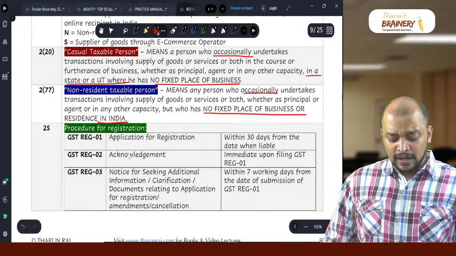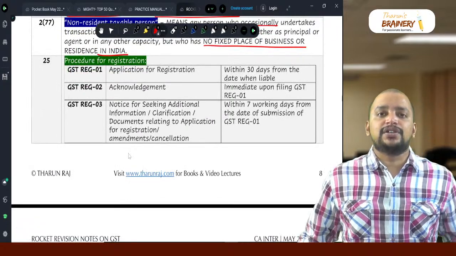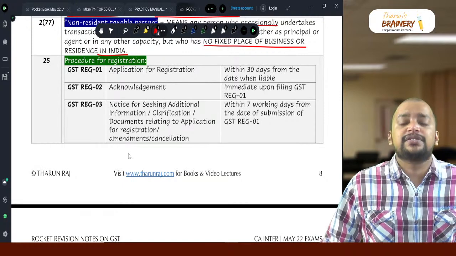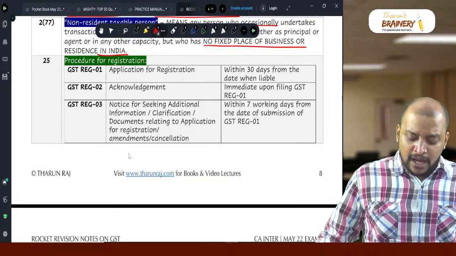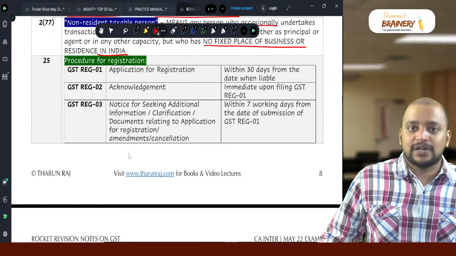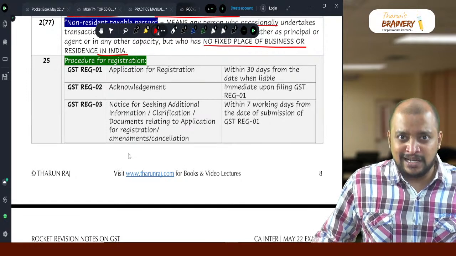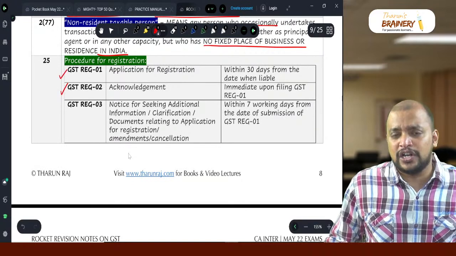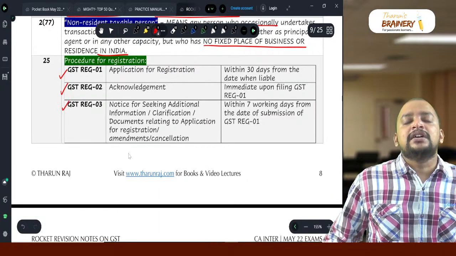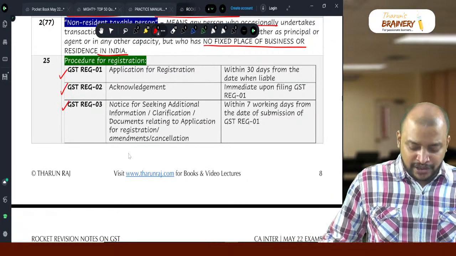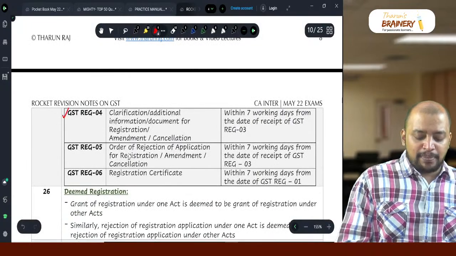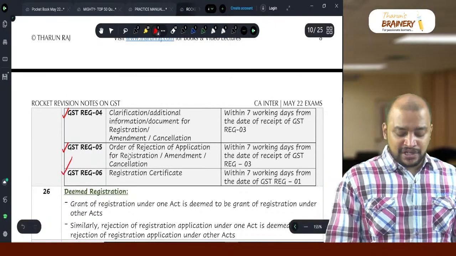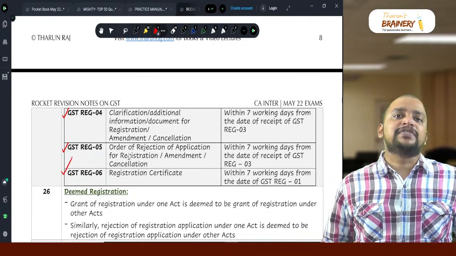Then procedure for registration. Sections 22, 23, 24 deal with who is required to get registered, who are exempted from registration, who are compulsorily required to get registered. Section 25 is procedure for registration. Just 6 forms you need to remember here. REG1 is application for registration. REG2 is acknowledgement. REG3 is notice for seeking additional explanation or information. REG4 is reply to the notice. REG5 is rejection order, rejection of application. REG6 is certificate of registration.